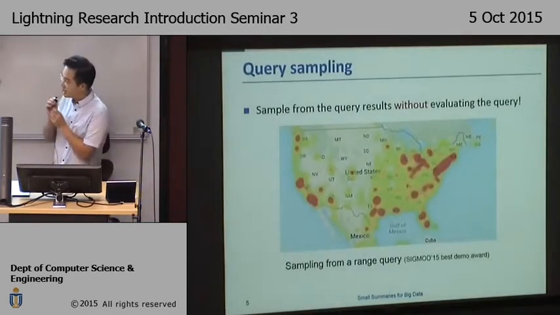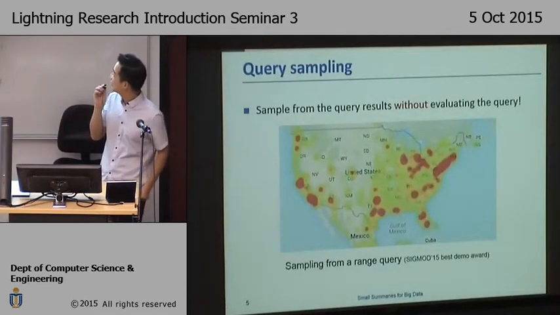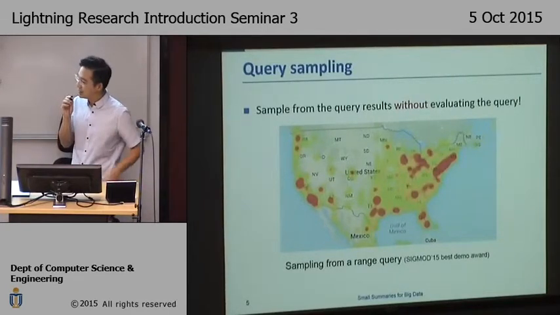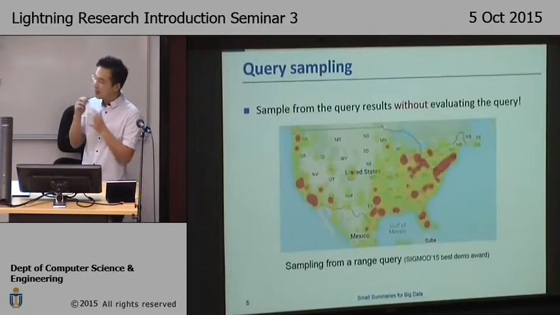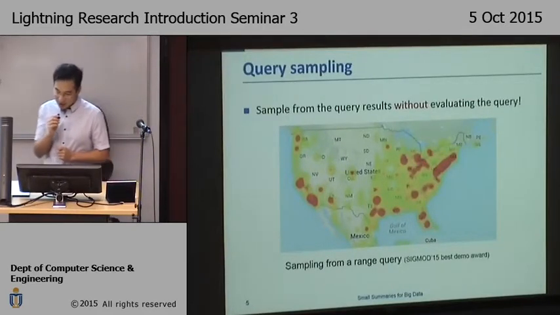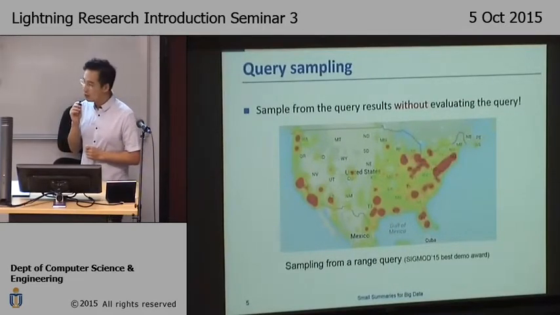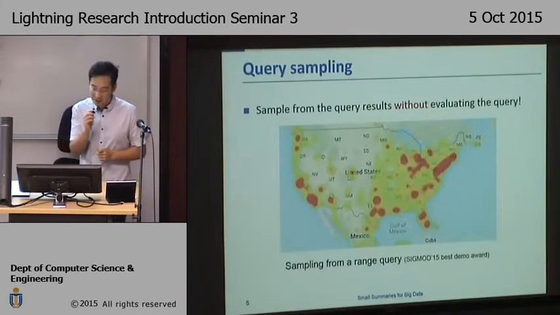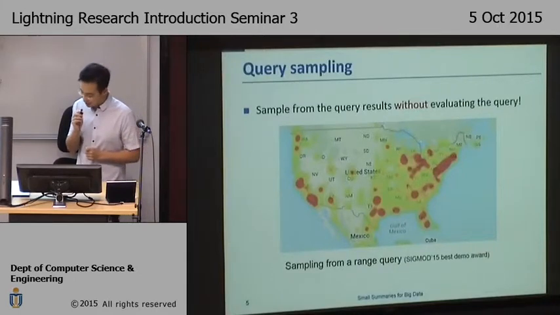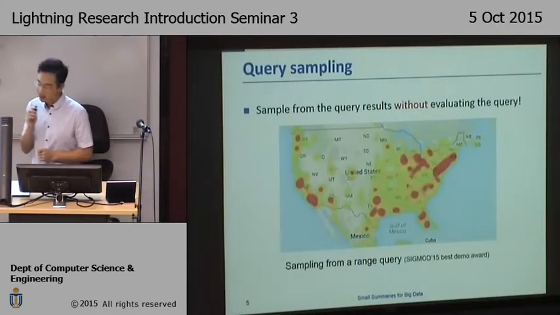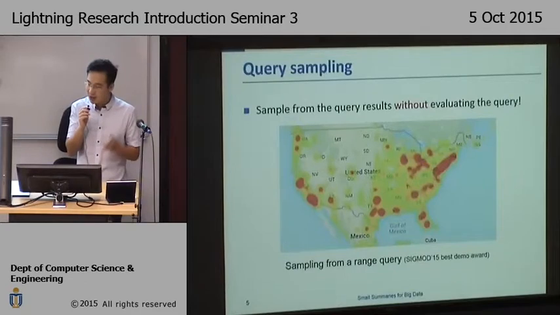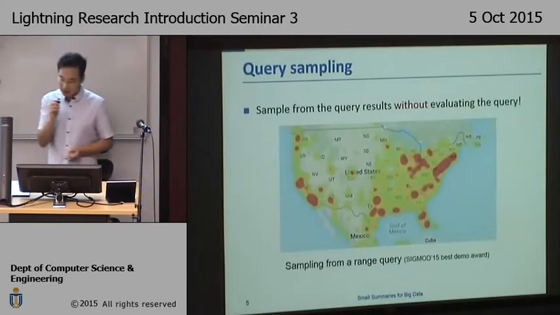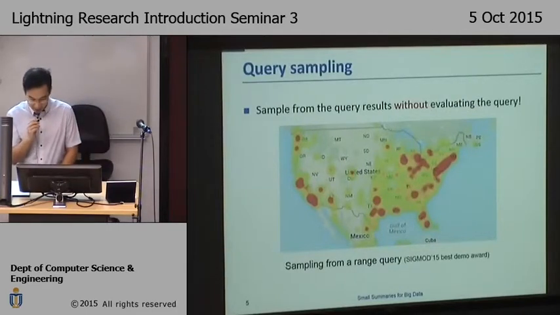Here is a screenshot from one of our system demonstrations this year. Suppose we have a lot of points on the map, and when the user looks at a certain region in the map, he wants to know a rough idea of how the points are distributed. But there can be millions or even billions of points in the range, so retrieving all of them might be very time-consuming. However, in this case, a random sample from the query results might be as good as all the results themselves.